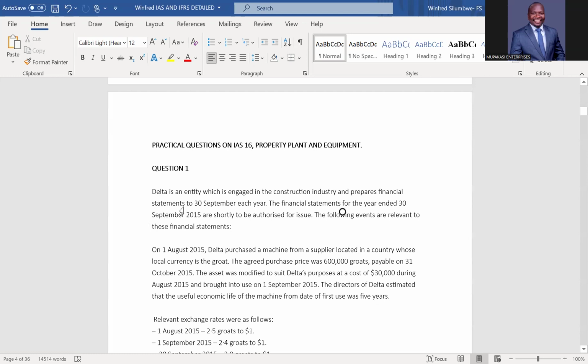So in this exam, we're saying Delta is an entity which is engaged in the construction industry and prepares financial statements to 30th September each year. The financial statements for the year ended 30 September 2015 are shortly to be authorized for issue. The following events are relevant to the financial statements. So Delta prepares financial statements up to the year end 30 September. Now this year is 2015, and the accounts are almost ready for issue.